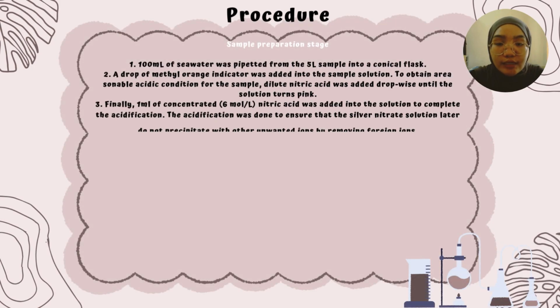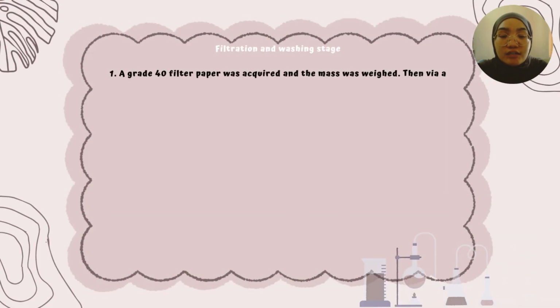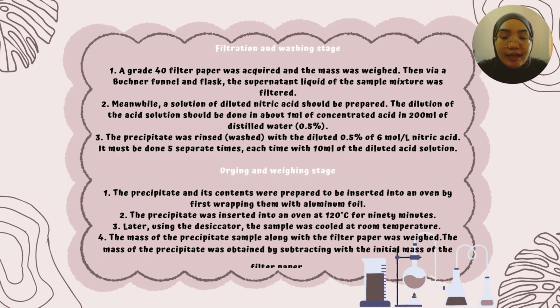Next, for procedure, we have 4 stages in this experiment, which are sample preparation stage, precipitation stage, filtration and washing stage, and lastly, drying and weighing stage. So these are the 4 stages that we use in this procedure to conduct the experiment.